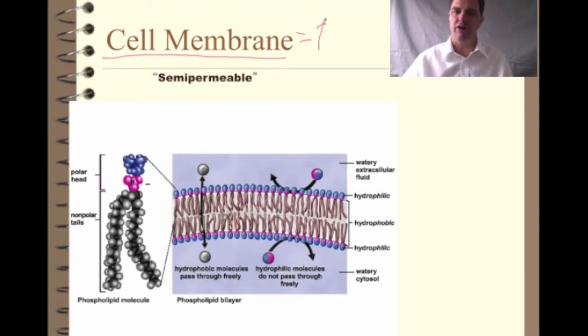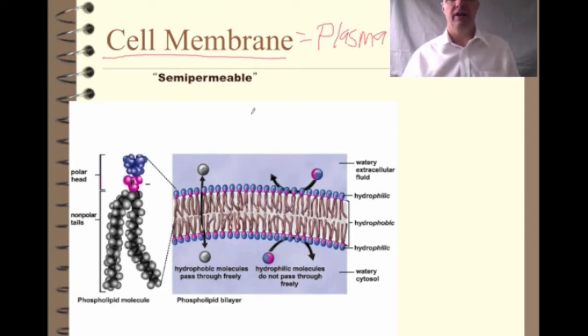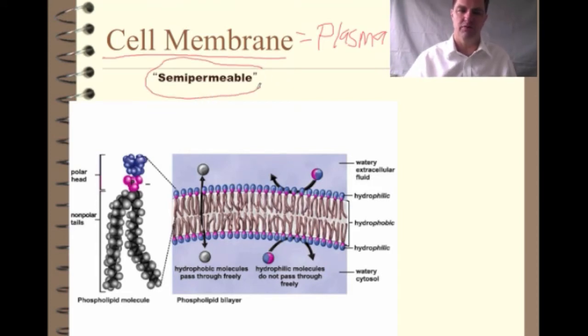And remember, just so you're not confused, if you see the word plasma membrane, that's the same thing as a cell membrane. Cell membranes are what we call semi-permeable. Permeable means you can go through, and semi means you can sort of go through them. The function of the cell membrane is to regulate somewhat what moves in and out of the cell.